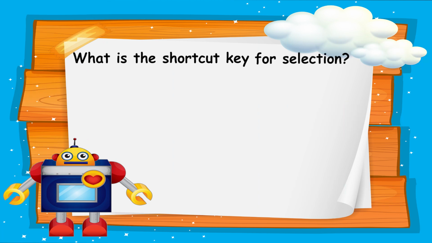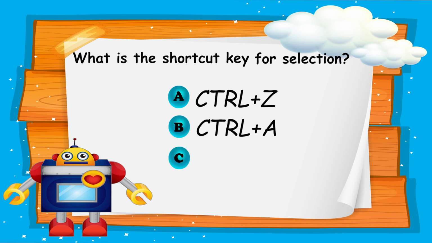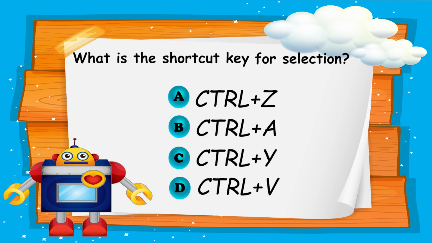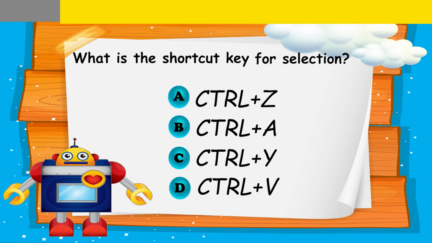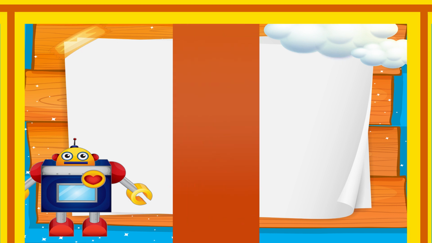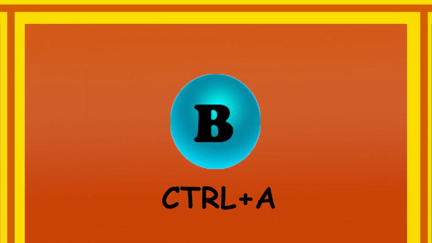Question 2. What is the shortcut key for selection? A. Ctrl+Z. B. Ctrl+A. C. Ctrl+Y. D. Ctrl+V. If you guessed B, then you are correct.